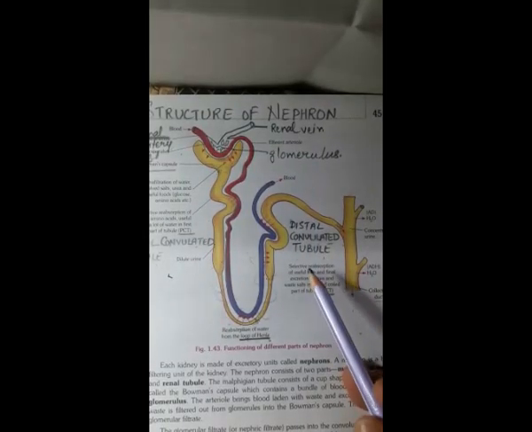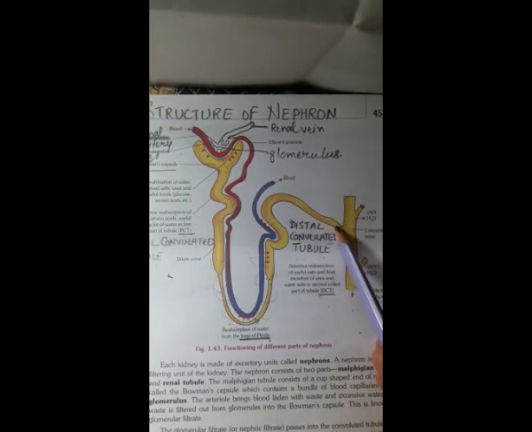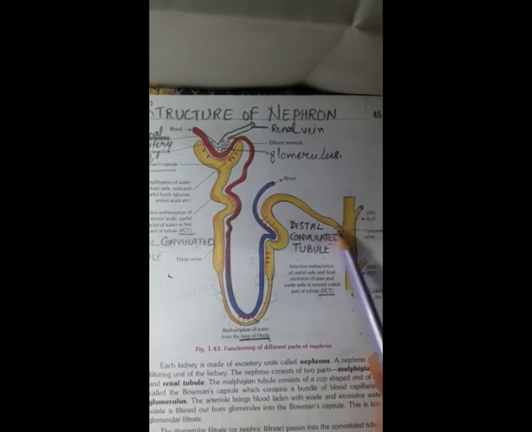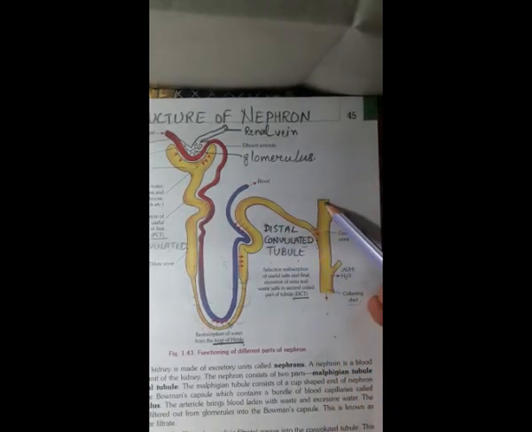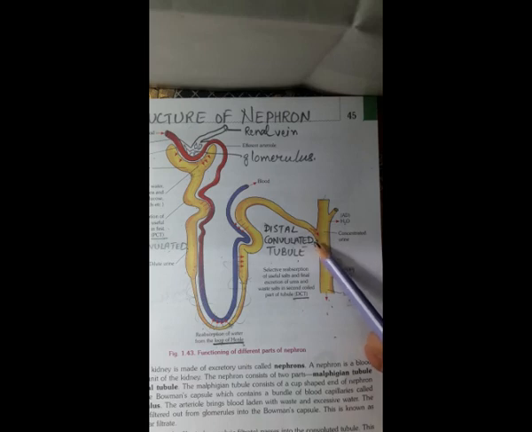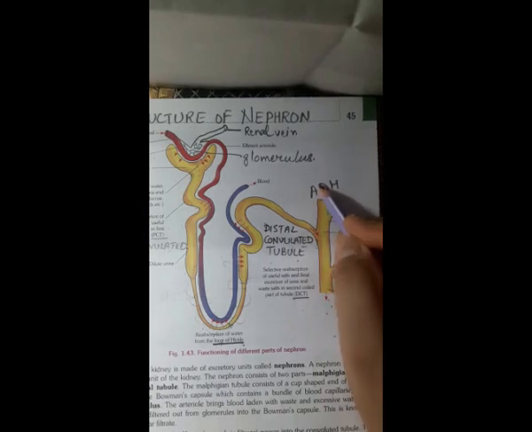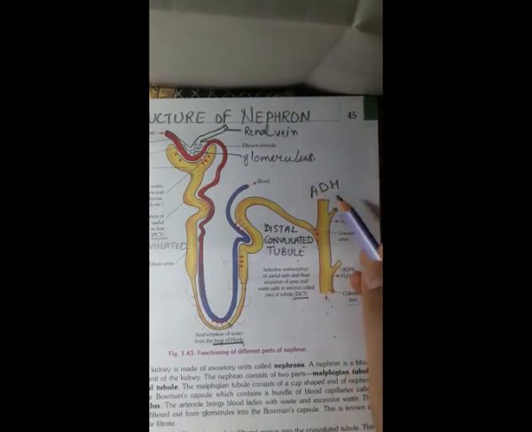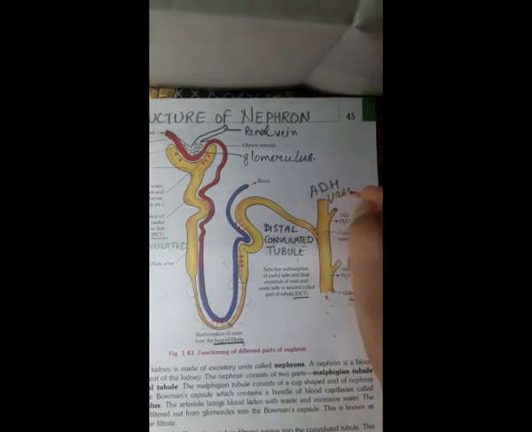Now in the last step, what happens? From the DCT, distal convoluted tubule part of the nephron, the concentrated form of urea, which now we name as urine, is taken into this collecting duct. Now here you may be surprised to know that a hormone ADH works here. ADH is the anti-diuretic hormone. Its other name is vasopressin.